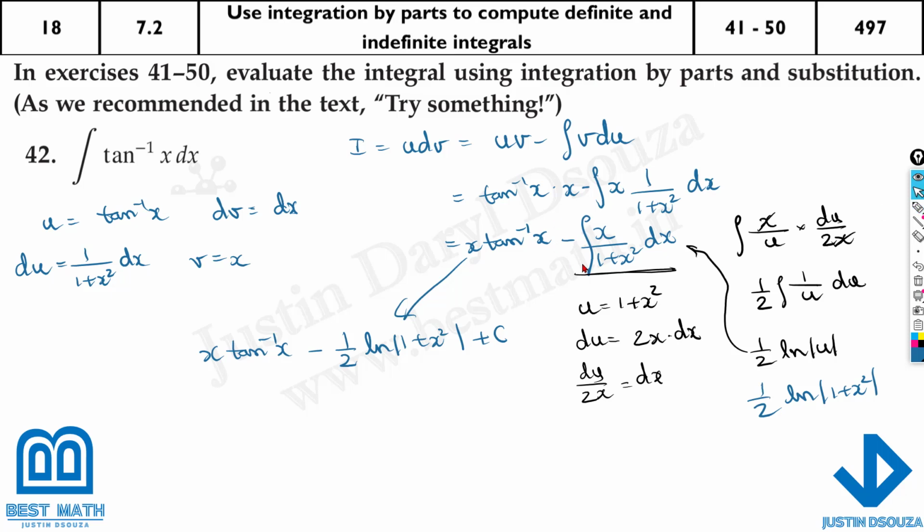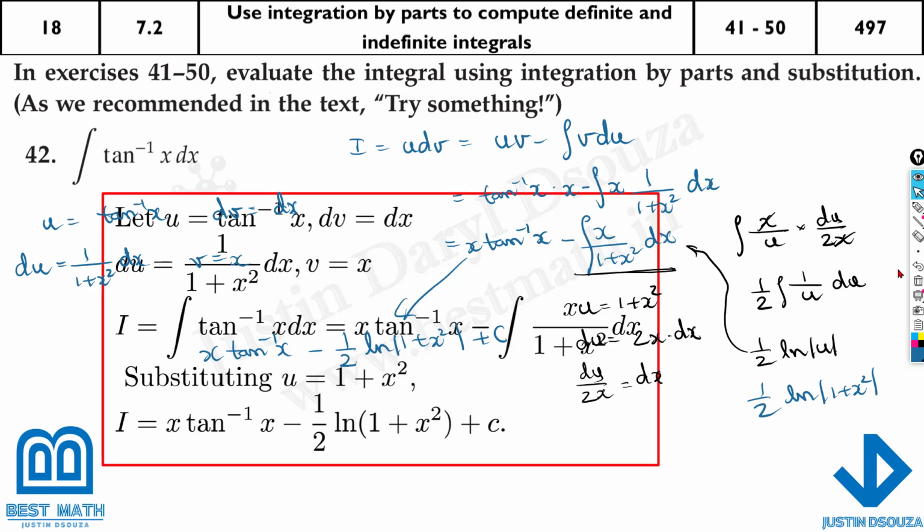I hope you're clear with it. This is the method. First, you need to decide what is u and dv. Once you get that, put it in the formula. Once you put it in the formula, simplify as much as you can. And then if you're stuck, you need to do u substitution, and then put that answer back. This is how we can solve it.